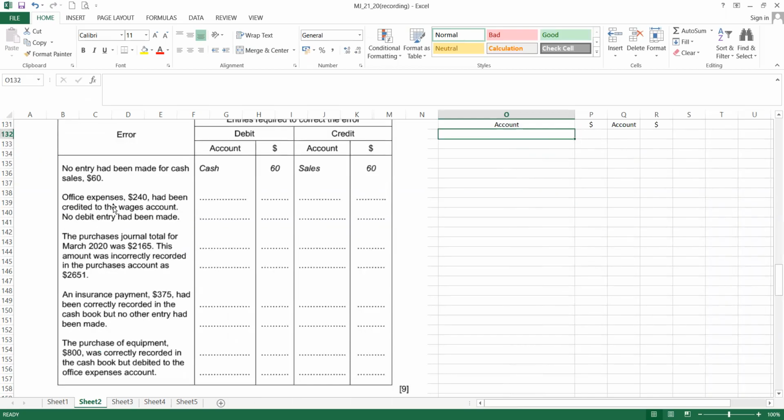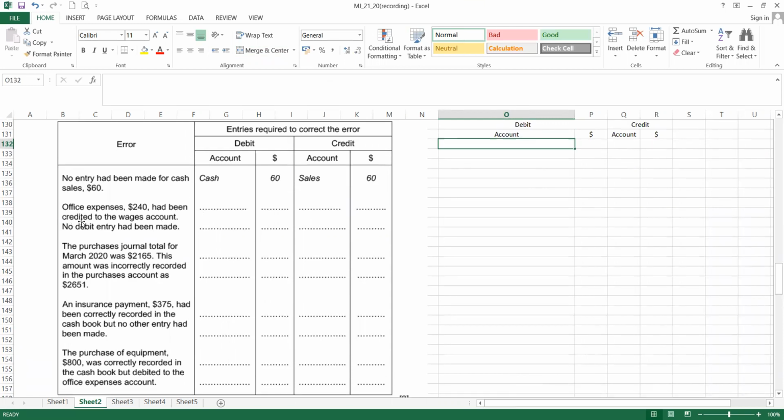Office expenses 240 has been credited to the wages account. The thing is that they are not there as office expenses. By right it should be debit. But now they made a mistake and went and credited, somehow credited to the wrong account. So no debit entry has been made. They mean office expenses omitted. So we need to put back office expenses.